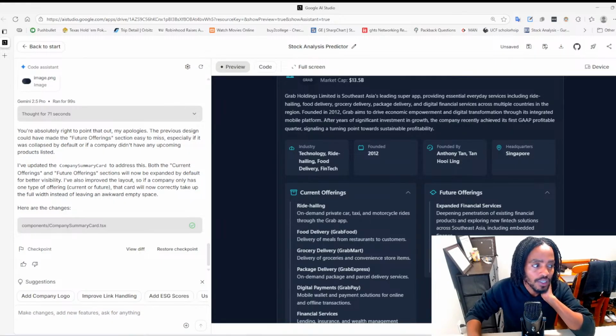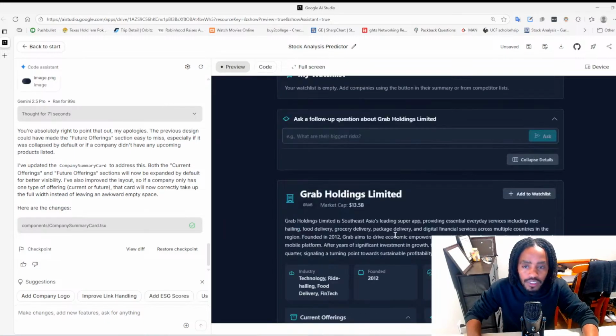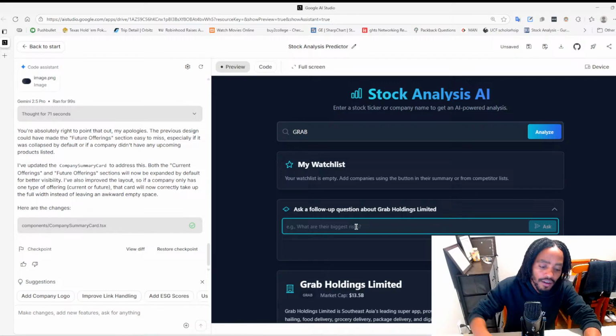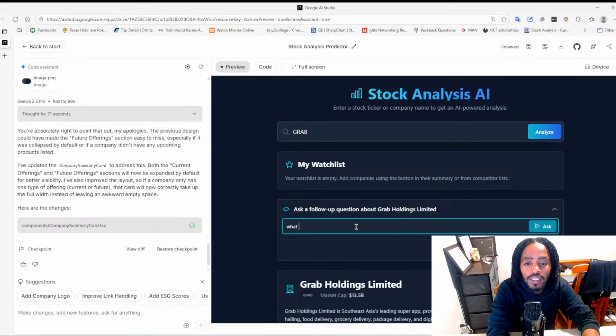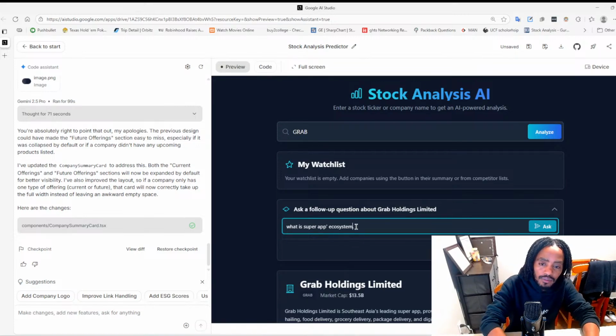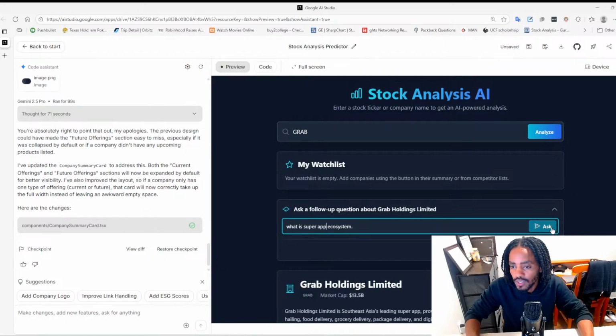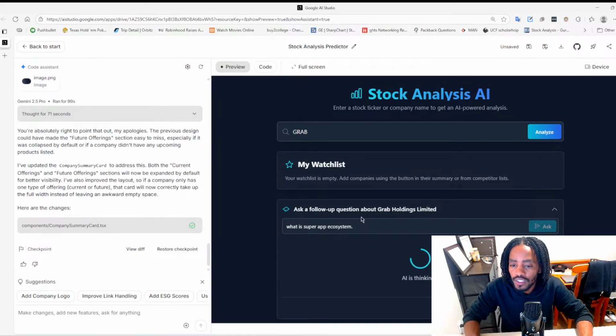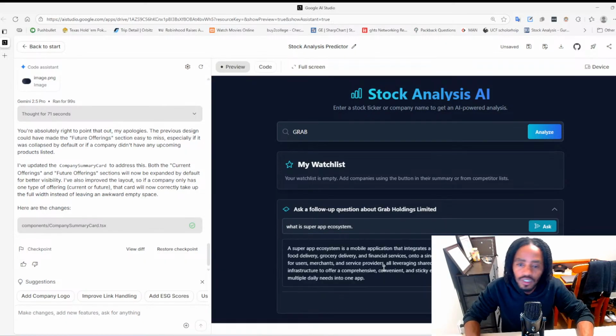So this is exactly why I wanted to add some features. For example, what did they mean by this super app ecosystem? So I want to give the user the ability to say, what is super app ecosystem? I can quickly ask that question and the AI should return just a quick synopsis.